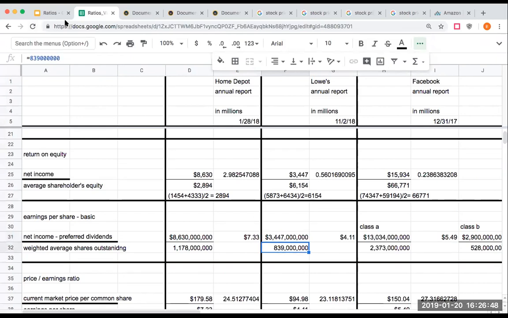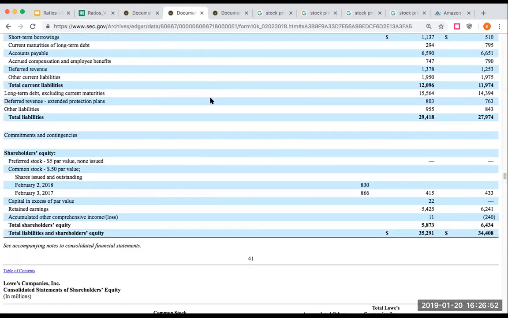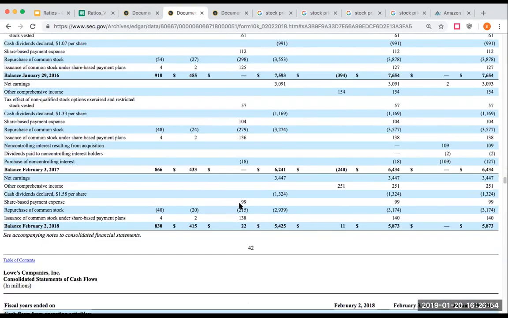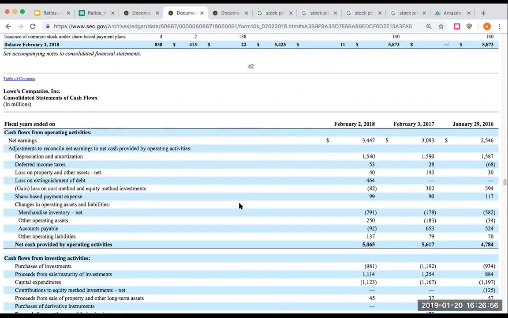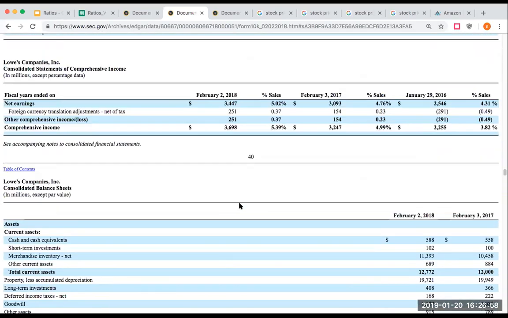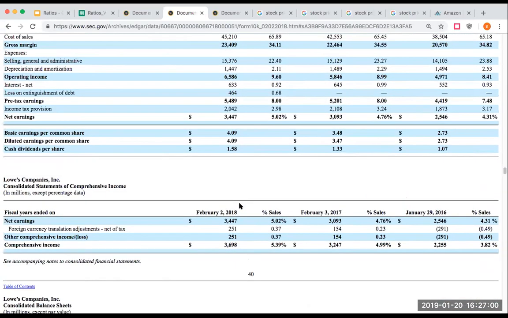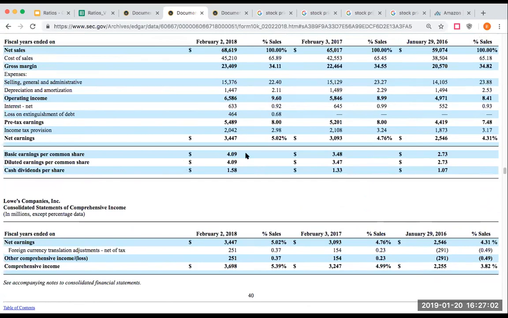And in terms of weighted average shares outstanding, I had to do a little bit more digging, because on their income statement, I think, where did that go? So right over here, I see basic earnings per common share is $4.09.